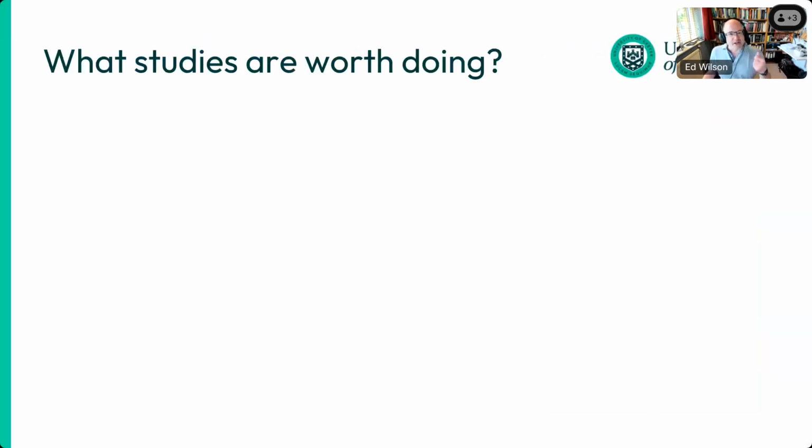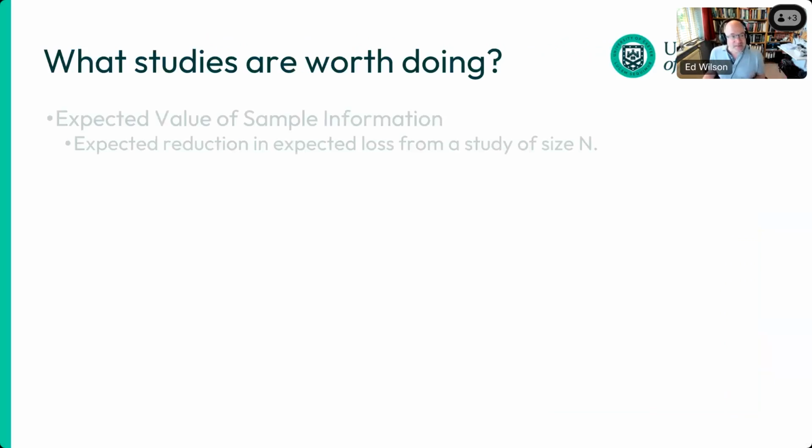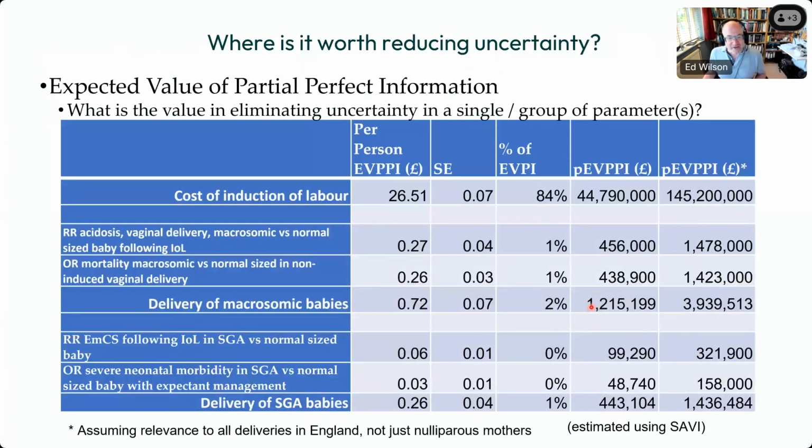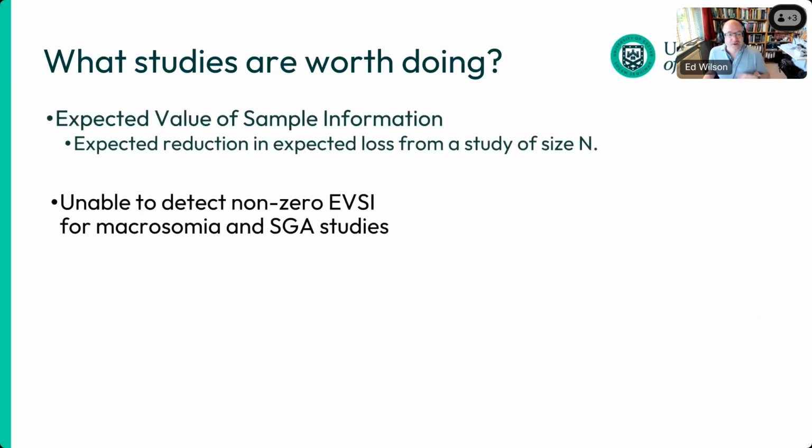So then we can say, okay, there is some value there, but what's the expected value of sample information? I actually used an approximation method, but I was unable to detect a non-zero EVSI for the macrosomia and SGA studies, which makes sense because if we look at the numbers, you've only got 1.2 million, or possibly £4 million, for the study around macrosomic babies, and then between £500,000 and £1.5 million for SGA babies. You're not realistically going to be able to do a decent clinical trial for that. Well, you could probably do one for £4 million, but that isn't going to give you perfect information; it's going to resolve some uncertainty. So after playing around with the algorithm a bit, I decided to just leave it at zero, because looking at the numbers, those studies probably aren't worth doing.